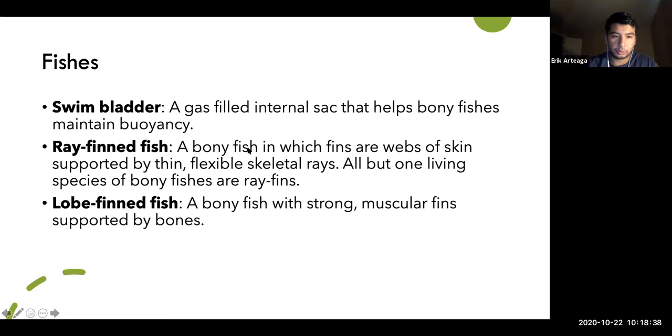Fishes do have swim bladders, a gas-filled internal sac that helps bony fish maintain buoyancy. Sharks have a fatty liver, and they constantly swim. If they don't swim, they sink typically. Ray fin fish: a bony fish in which fins are webs of skin supported by thin, flexible skeletal rays. All but one living species of bony fish are ray fins. Lobe fin fish: a bony fish with strong muscular fins supported by bones.